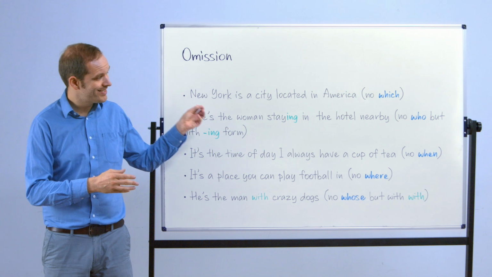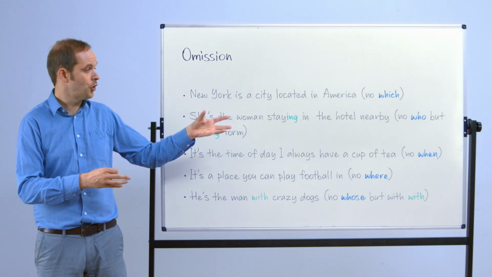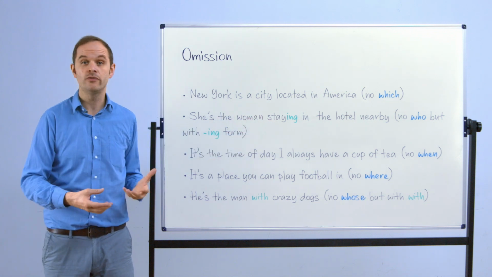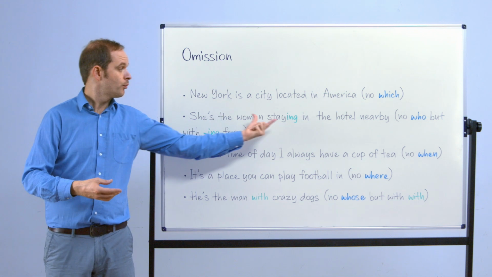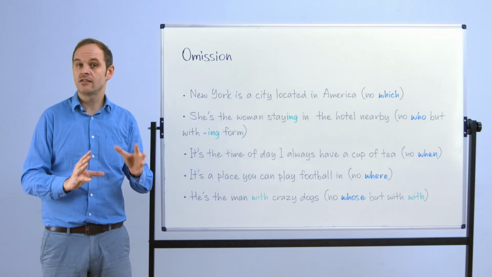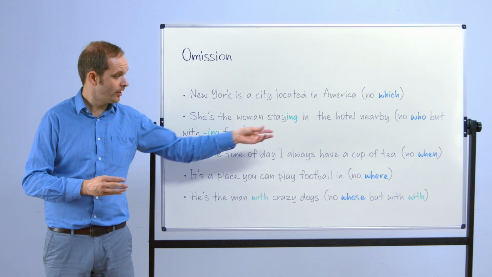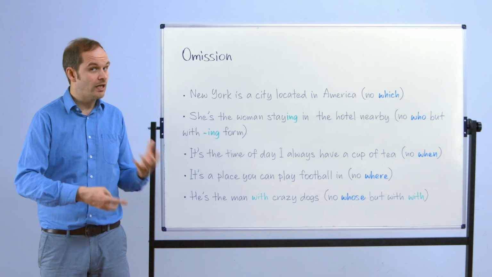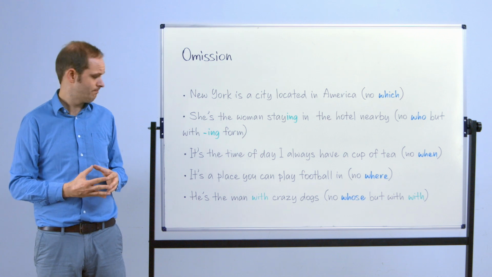She's the woman staying in the hotel nearby. So as you can see here, we haven't used who to define who the woman is, but instead we've changed the verb to ing form. So instead of saying she's the woman who stays in the hotel nearby, we've just removed the who and added ing to the verb. The meaning is exactly the same. It's the time of day when I always have a cup of tea. So here we've removed when. The meaning of the sentence is exactly the same because from the context the meaning is clear.